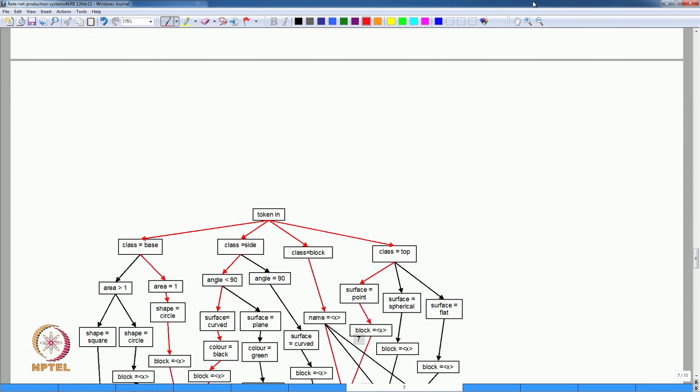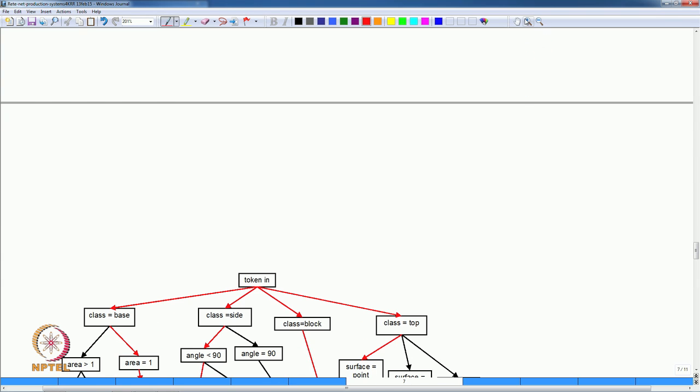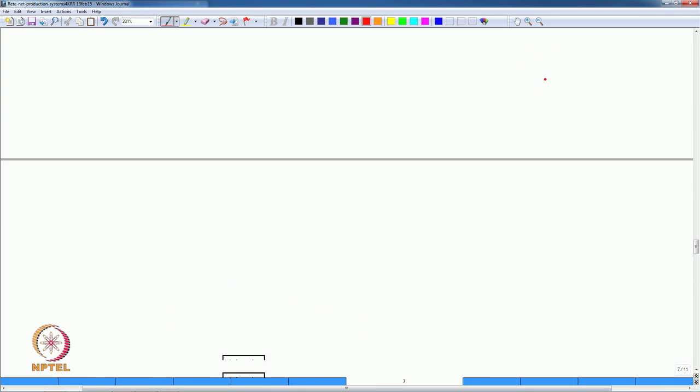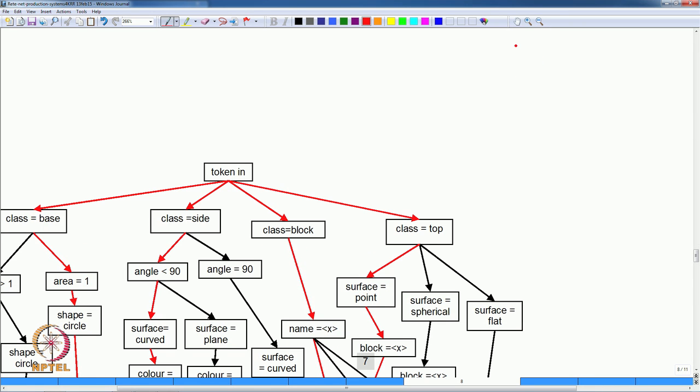So, here is a network. Let me enlarge it a bit. I hope you can read it.